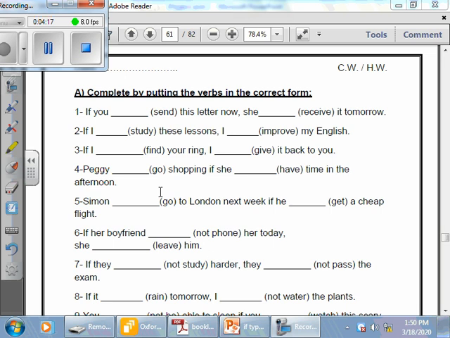4. Peggy go shopping if she have time in the afternoon. Here, what's the difference? What do you notice? Yes, we started with the main clause, not the if clause. So the modal verb will be here plus the main verb, and we won't put a comma. So the answer will be Peggy will go shopping if she has time in the afternoon.